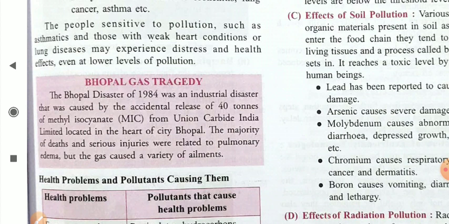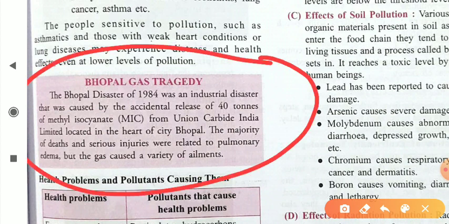Dear students, now what happened in this Bhopal gas tragedy? The Bhopal gas tragedy of 1984 was an industrial disaster that was caused by the accidental release of 40 tons of methyl isocyanate, known as MIC. Methyl isocyanate is a type of gas, a chemical which is used in the industry. So 40 tons of that particular gas was released into the air, or the environment.